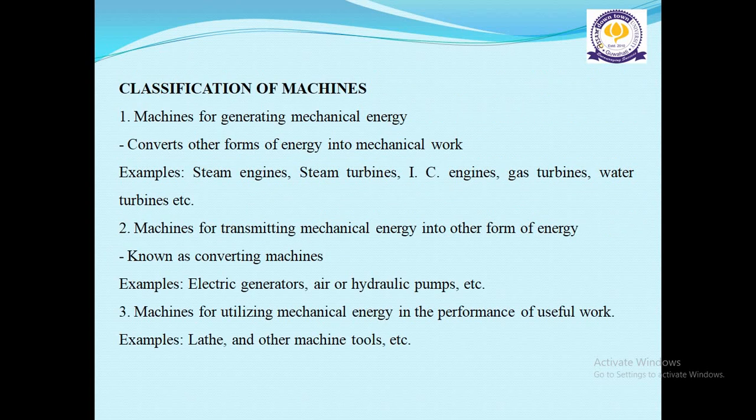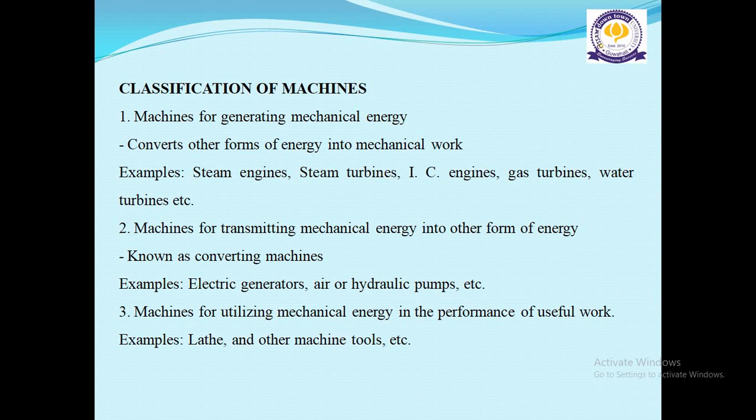Next, we move on to classification of machines. Number 1 is machines for generating mechanical energy, that convert other forms of energy into mechanical energy. Examples of this type are steam engines, steam turbines, IC engines, gas turbines, water turbines, etc. Number 2 is machines for transforming mechanical energy into other forms of energy, known as converting machines. Examples: electric generators, air compressors, hydraulic pumps, etc.